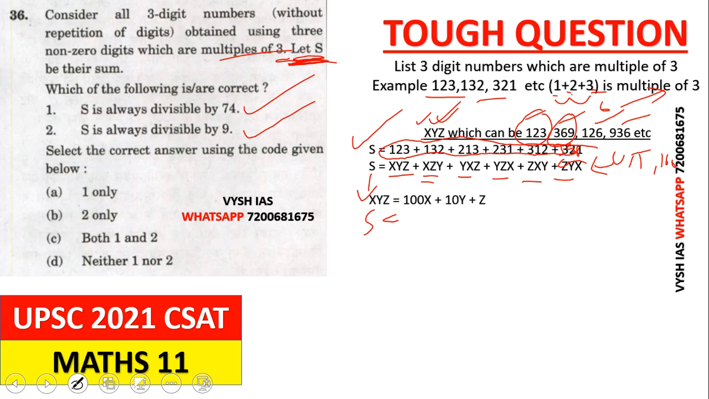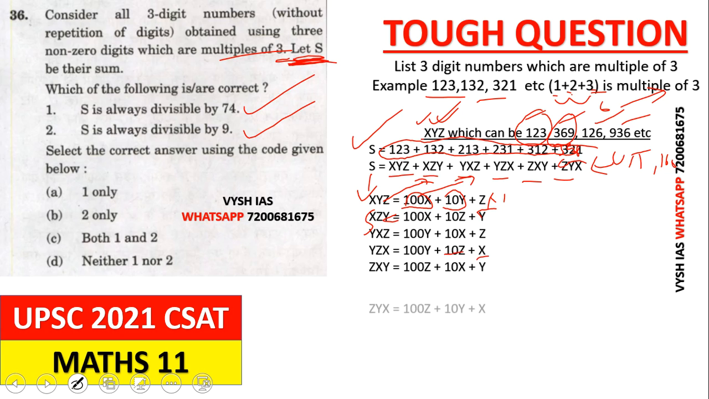Okay, you know xyz is what? A normal number: 100 into x at the hundreds place, 10 into y at the tens place, and z into 1 at the units place. So apply this rule to all these 6 terms. What will it come? xzy is equal to 100x plus 10z plus y. yxz is equal to 100y plus 10x plus z. Just as you multiply the hundreds place by 100, tens place by 10, and units place by 1. So you got the 6 combinations.